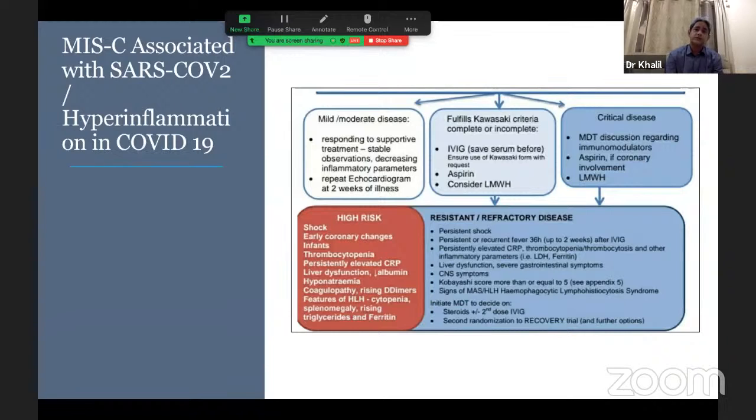Now the ones with the complete or the severe forms need to be admitted and monitored in an ICU, and the treatment modality could be immunomodulatory therapies like IVIG and glucocorticoid, and in children with severe signs of hyperinflammation, you can even use cytokine inhibitors like anakinra and tocilizumab.